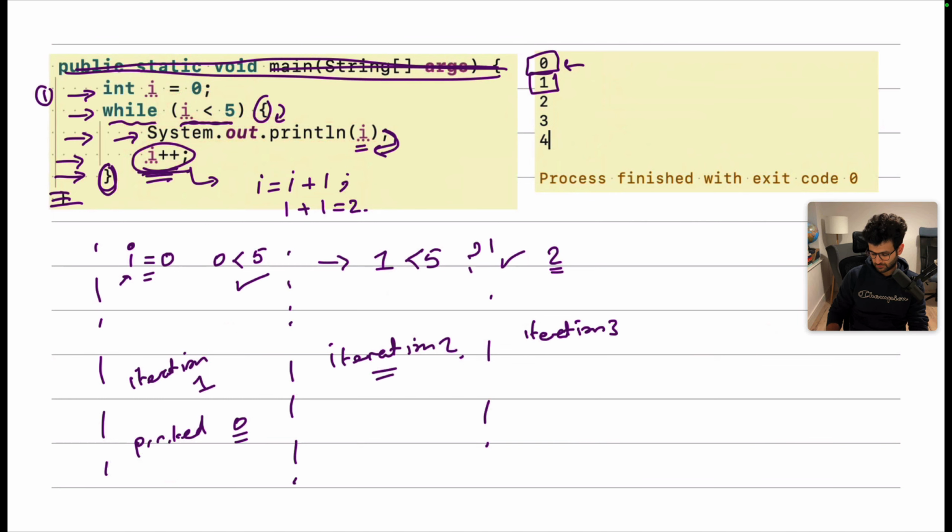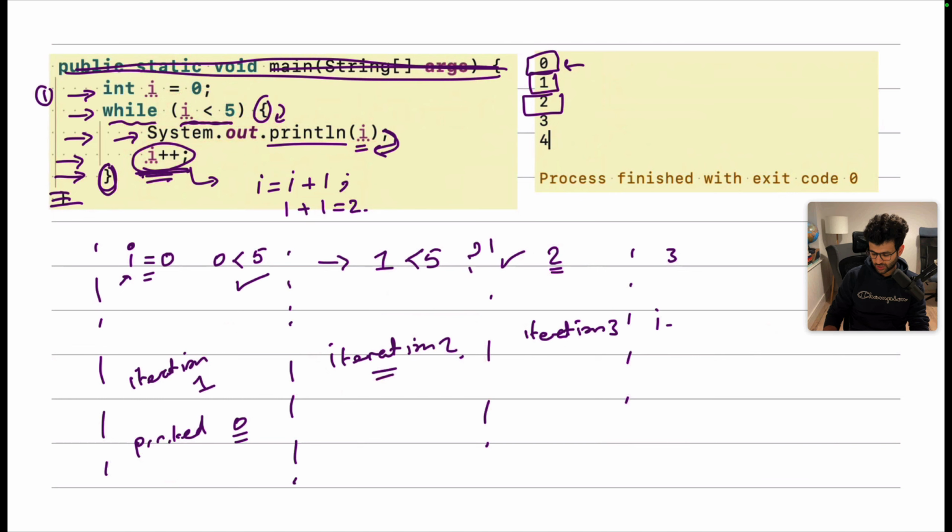Iteration 3. Before we do iteration number 3, we have to evaluate whether the condition still holds or not. The current value of I is 2, thanks to the increment statement in iteration number 2. That made it 2. And now we're saying, is 2 less than 5? The answer is yes, it's less than 5. So we're going to go in, print 2 here again, execute the print statement, and then increment it, and the value will be 3.